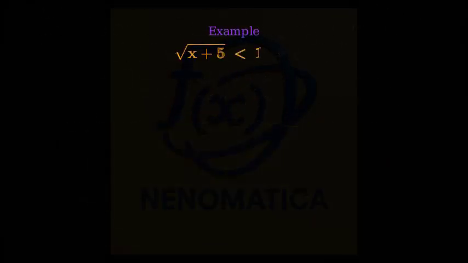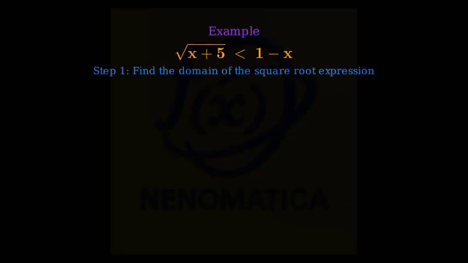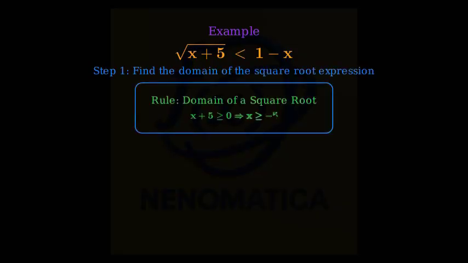Example: we will solve the inequality square root of x plus 5 is less than 1 minus x following a disciplined, step-by-step algorithm. Step 1, find the domain of the square root. The inside must be non-negative. So x plus 5 is greater than or equal to 0, which means x is greater than or equal to negative 5. We call this D sub 1.